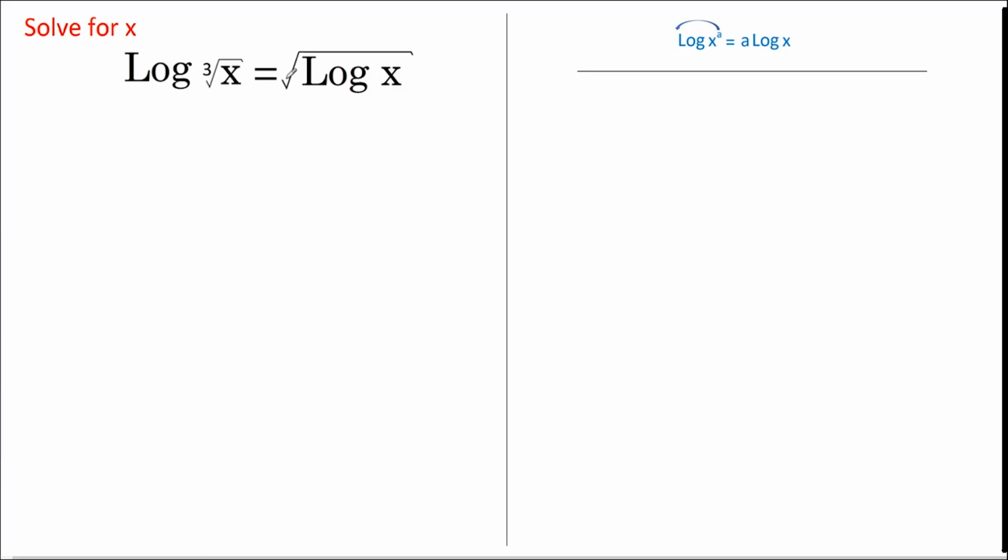First, I'm going to rewrite it to get rid of these root signs. So this becomes log of x to the 1/3 equals log x to the half, and that's all of that to the half.